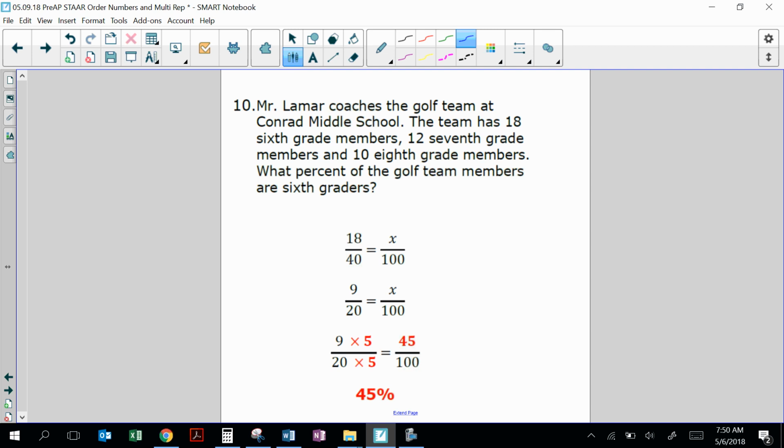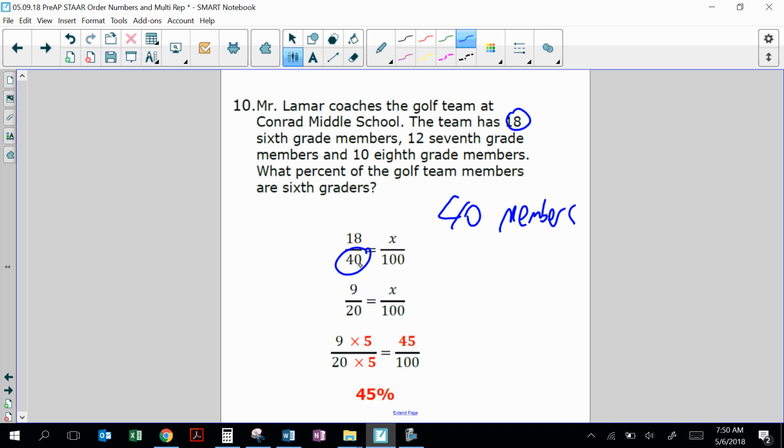Number 10, Mr. Lamar coaches the golf team at Conrad Middle School. It has 18 sixth graders, 12 seventh graders, 10 eighth graders. That's a total of 40 members on the team. What percent of the golf team members are sixth graders? So 18 sixth graders out of 40.